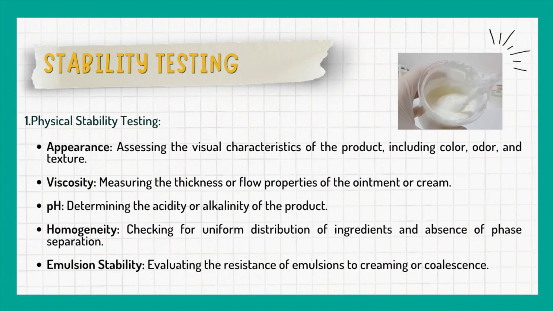The following are some key aspects of quality control stability testing for ointments and creams. 1. Physical stability testing. Appearance: assessing the visual characteristics of the product, including color, odor, and texture. Viscosity: measuring the thickness or flow properties of the ointment or cream. pH: determining the acidity or alkalinity of the product. Homogeneity: checking for uniform distribution of ingredients and absence of phase separation. Emulsion stability: evaluating the resistance of emulsions to creaming or coalescence.